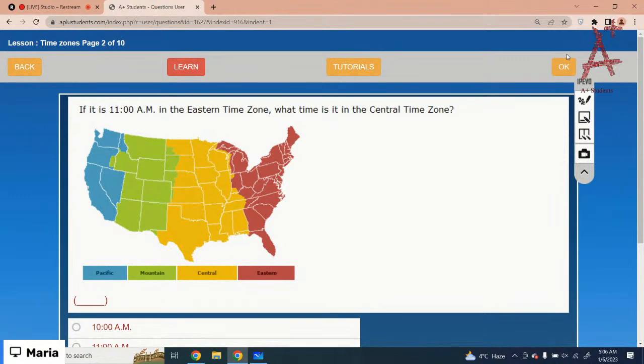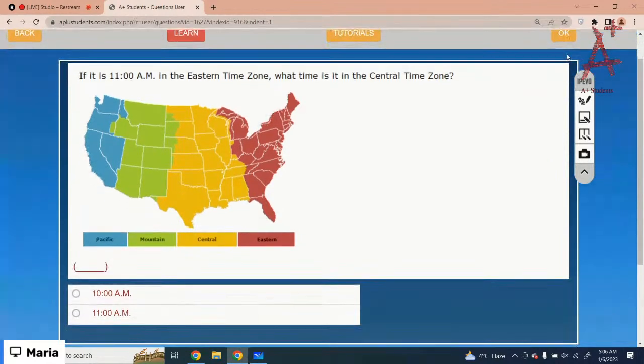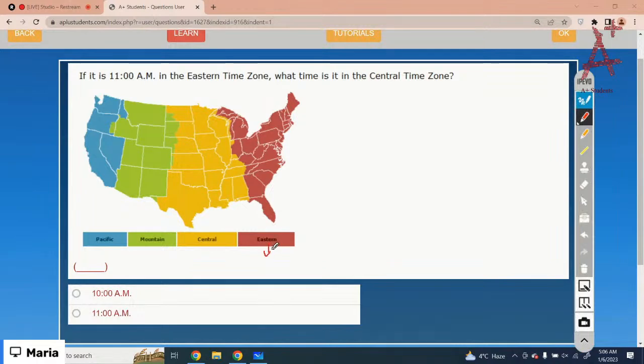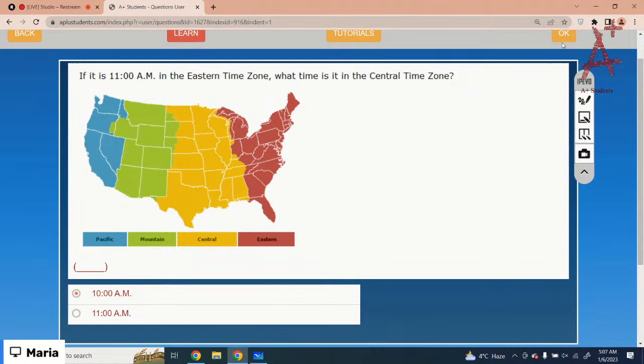Okay, if it is 11 a.m. in the Eastern time zone, what time is it in the Central time zone? 11 a.m. in Eastern. So you have to calculate the time. The Central time zone is 1 hour behind the Eastern. So that would be 10 a.m. Just select the correct option, then click on the OK button.